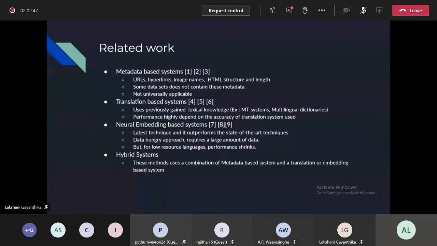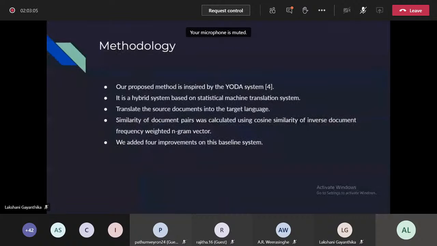The last technique we identified is the hybrid systems, which combine the above mentioned techniques and try to improve the results. Our proposed method is inspired by the Yoda system, which is the best performing technique at the WMT16 task. It is a hybrid system based on a statistical machine translation system that translates the source documents into the target language. Then the similarity of document pairs was calculated using cosine similarity of inverse document frequency weighted n-gram vectors. We explored this method and we added 4 improvements on this baseline system.